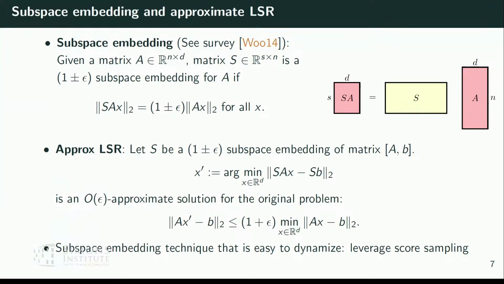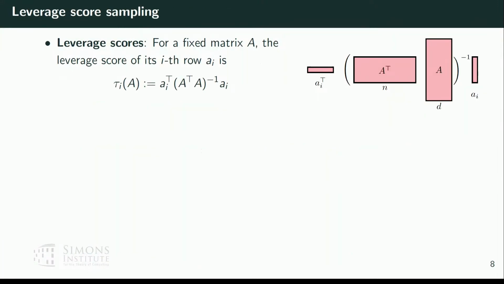But the sketching technique is a little hard to dynamize because this matrix can be dense and it can depend on all rows of A. So what we use is this sampling technique that just samples some rows of A and throws away the other rows that we don't keep. And this technique is much easier to dynamize. Okay. So next, let me go into what this leverage score sampling is.